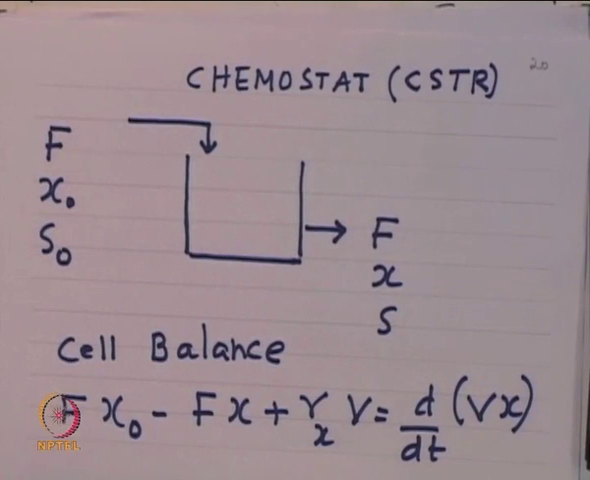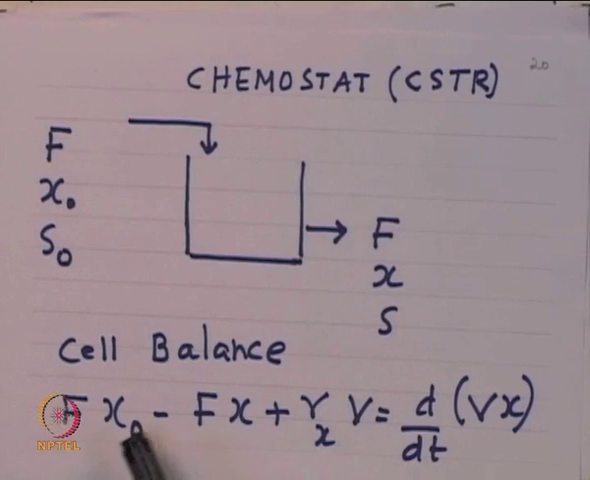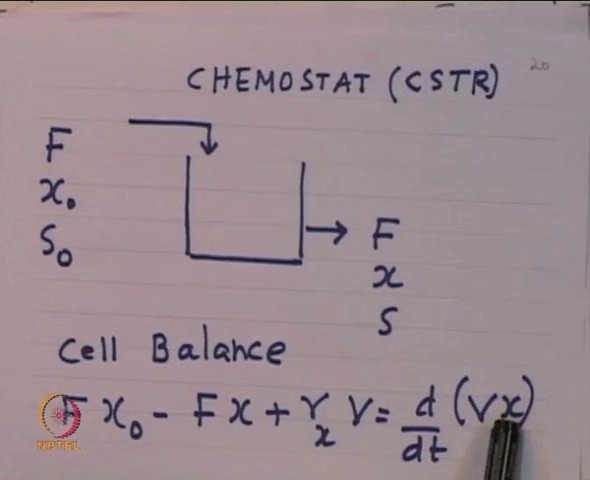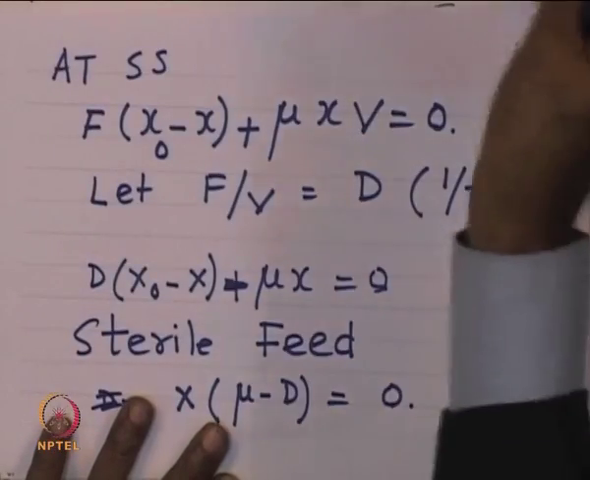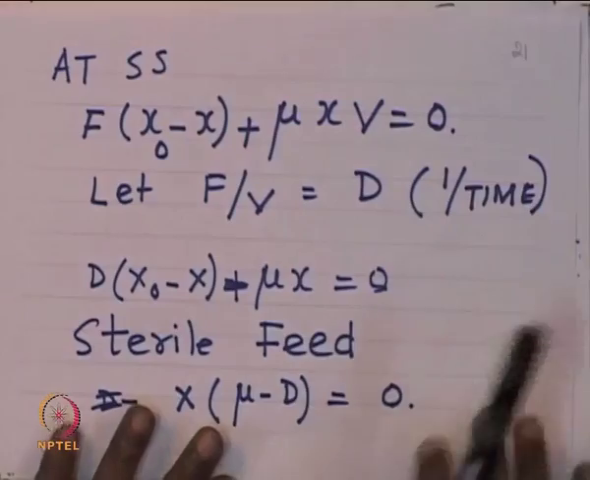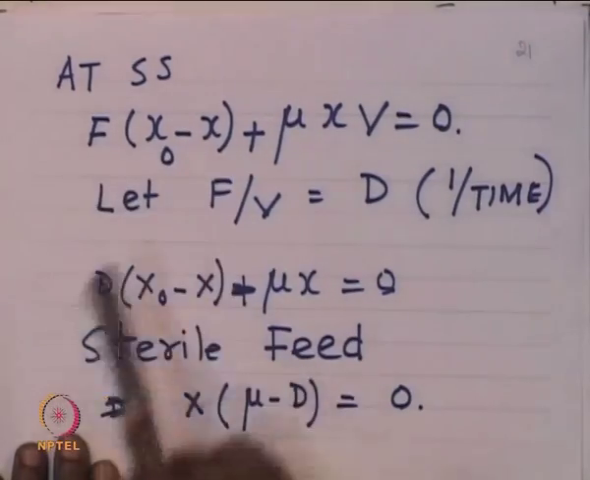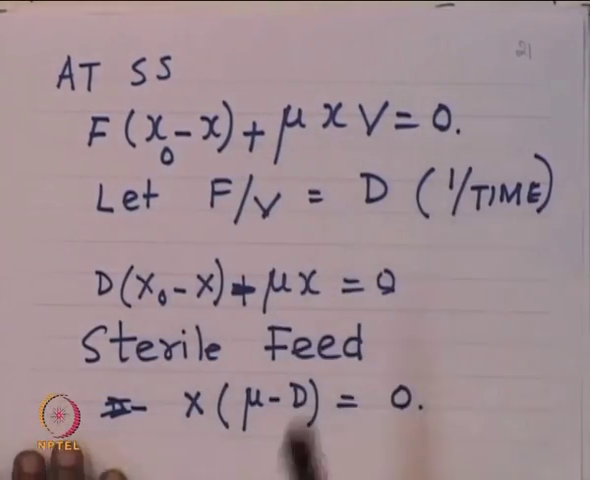Okay. To do this, what I have done here is I have written a cell balance. How many cells are coming in, how many cells are going out, how many cells are generated, how many cells are accumulating. Input, output, generation, accumulation. Okay, so now let us see what happens. At steady state we knock out the right hand side term. So, this is the steady state situation: F x naught minus F x plus mu times x V equals 0.